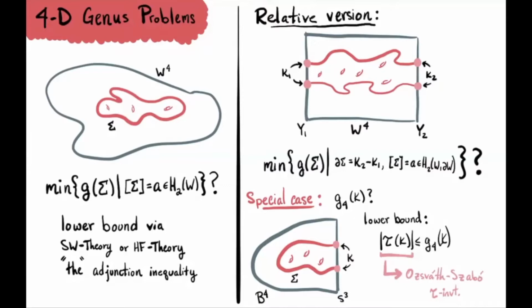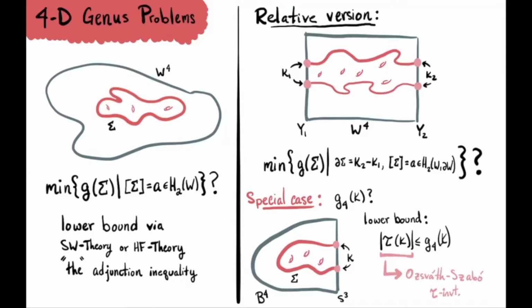Okay, so the first four-dimensional genus problem I want to discuss is the one that I've sort of indicated over here with this picture. Let's say I have some closed oriented four manifold, and if I fix a two-dimensional homology class A in H2 of W, I can ask what's the minimal genus surface embedded in W that represents that class. So here's sort of one possible surface. And in general, this can be kind of a hard problem.